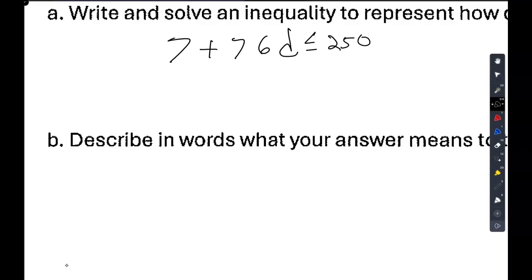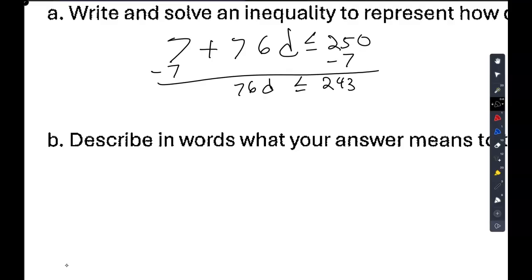So we're going to subtract 7 on both sides. That gives you $76 per day, less than or equal to 243. And then you're going to divide by 76. Okay, and the days is going to be less than or equal to 3.197 and some more digits. But we're not going to break the days into partial days, so the most you could do is 3 days.